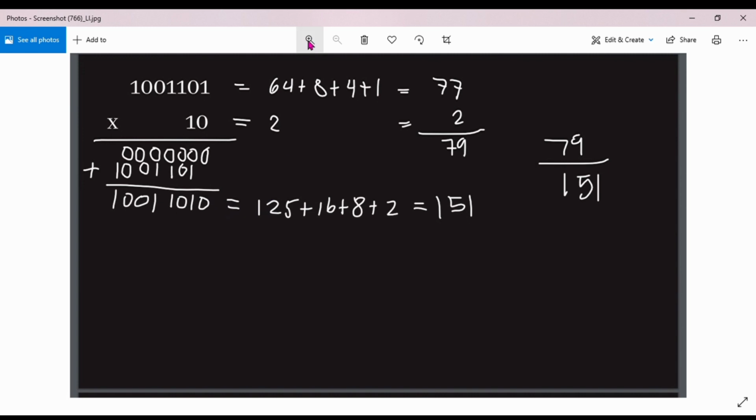So, sa decimal, same lang yapon, 77 times 2 equals 154. And here, you have equals 151, so 79 over 151.